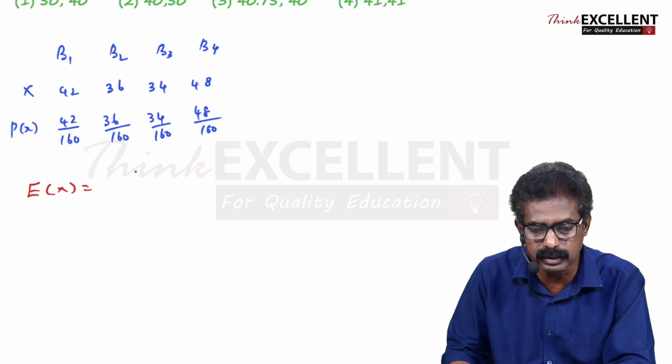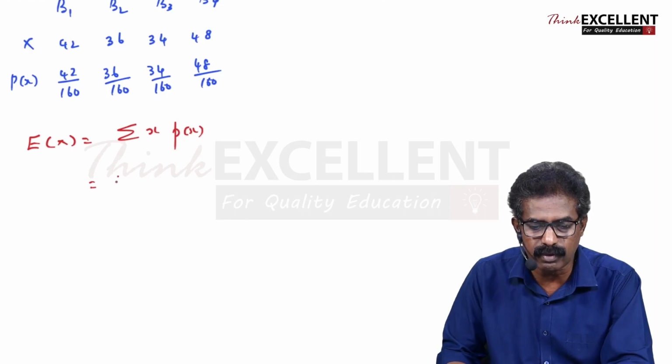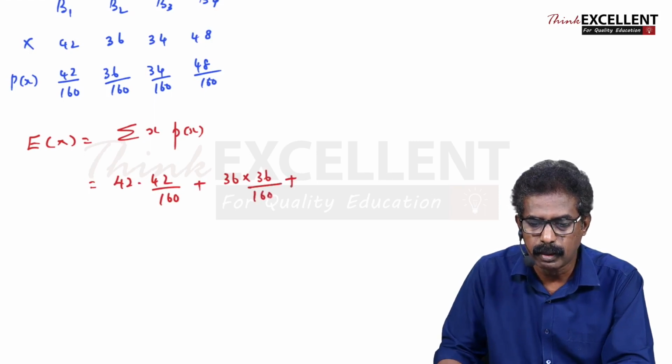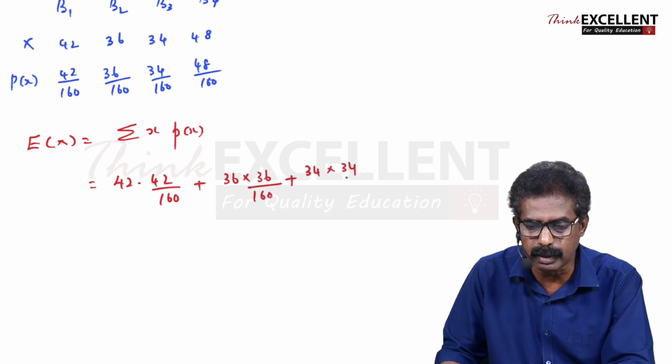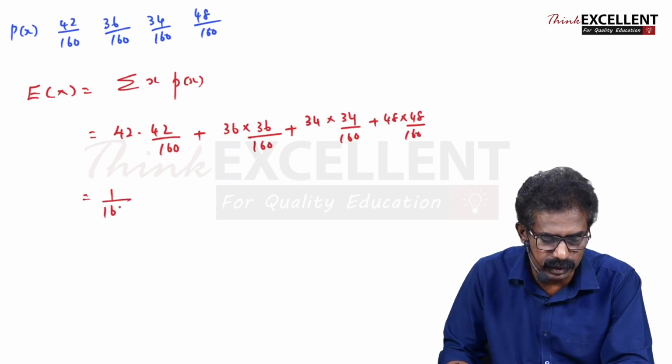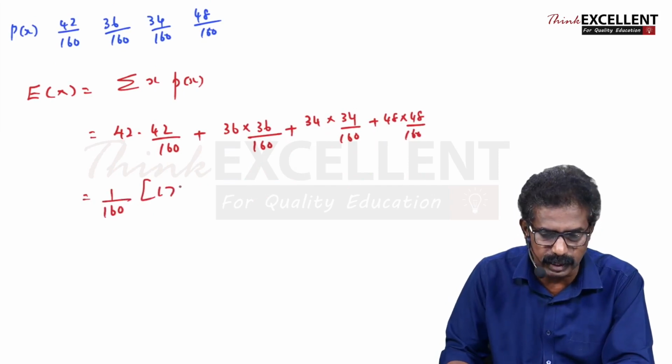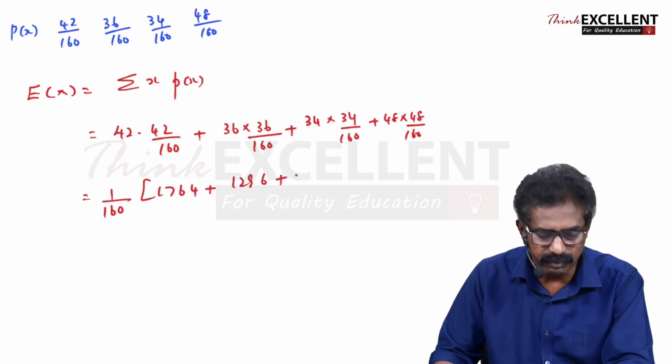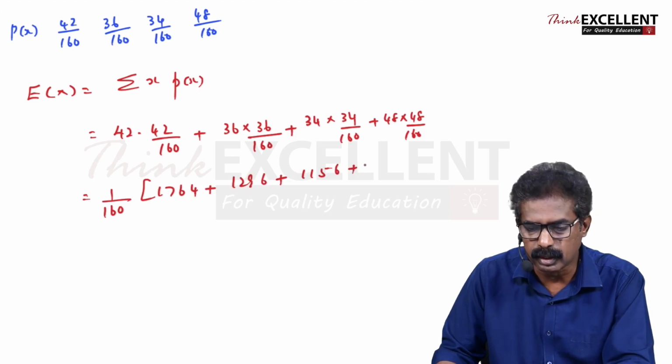It is discrete, so sigma x into P of x, right? So you are getting 42 into 42 by 160 plus 36 into 36 by 160 plus 34 into 34 by 160 plus 48 into 48 by 160. In all the cases, 1 by 160 you take outside. 42 into 42, you have to do that, no other way. 36 into 36, 1296. Then 34 into 34, 1156. Then 48 into 48, 2304.